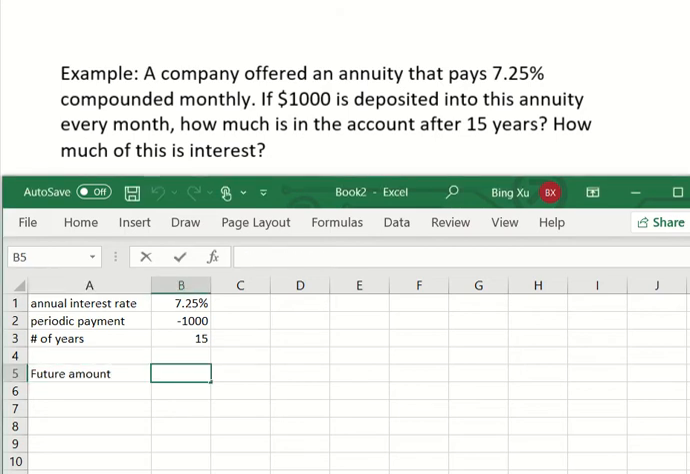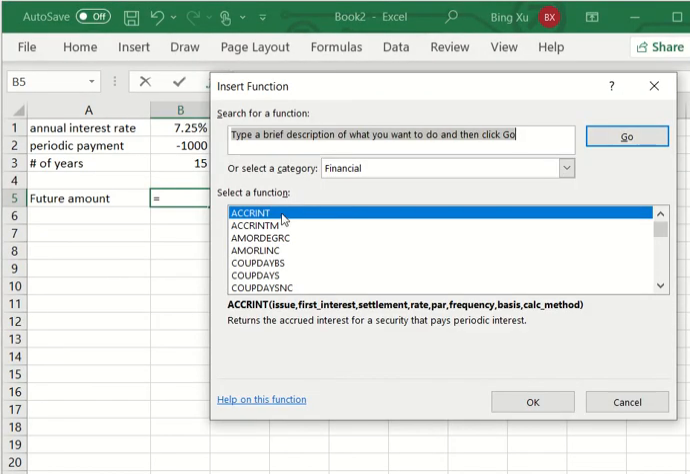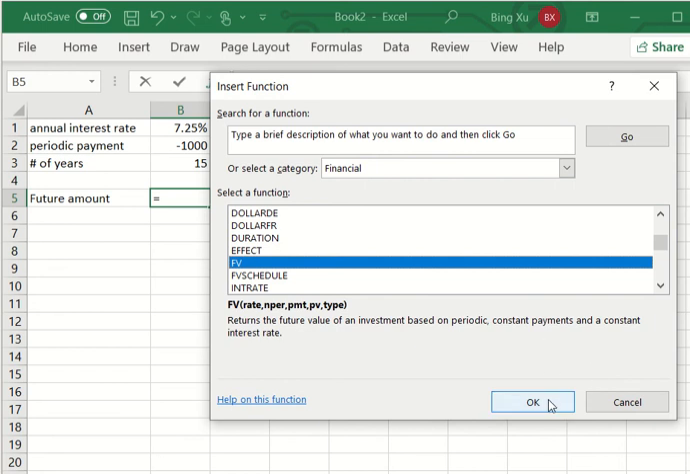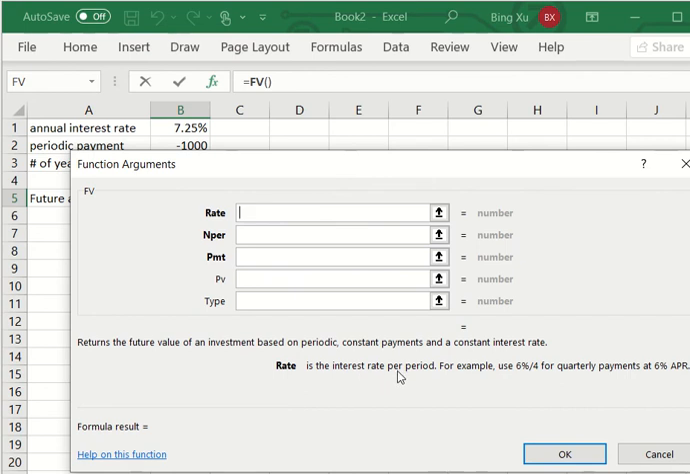All right. I'm going to click on the function button, f of x, and I'm looking for future value. Now, one thing I need is the interest rate per period. So that will be 7.25 divided by 12, right? So that will be B1 divided by 12.